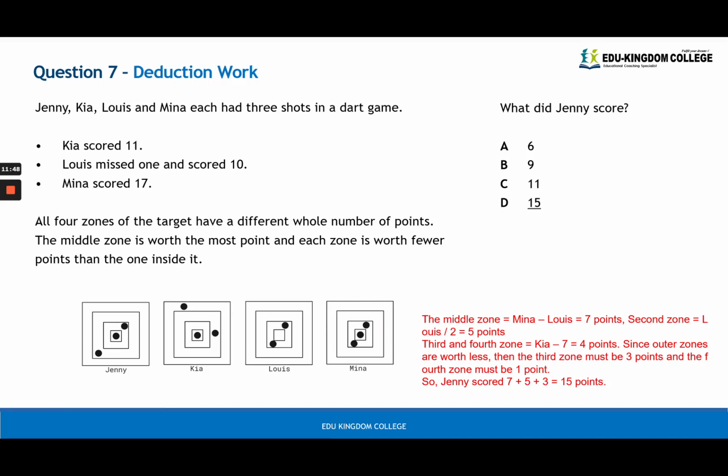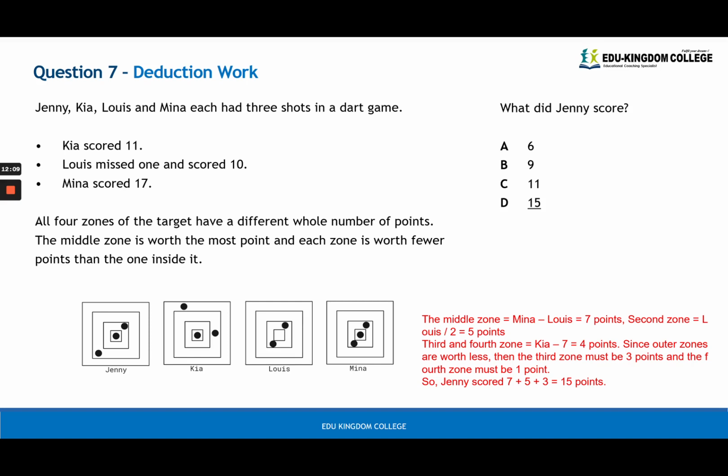Okay, so question 7, deduction work. Jenny, Kia, Lewis, and Mina each had 3 shots in a dart game. Kia scored 11, Louis missed 1 and scored 10, and Mina scored 17. All 4 zones of the target have a different point value, each a whole number of points. The middle zone is worth the most, and each zone is worth fewer than the one inside it.